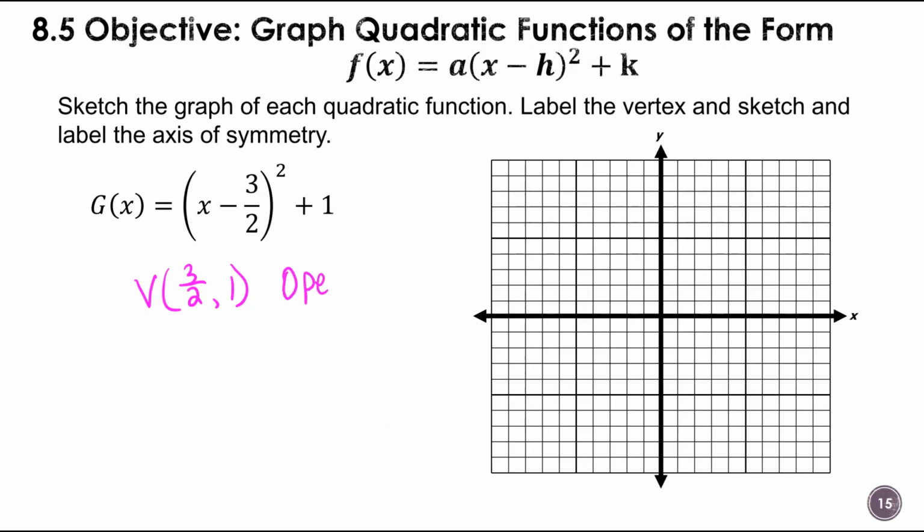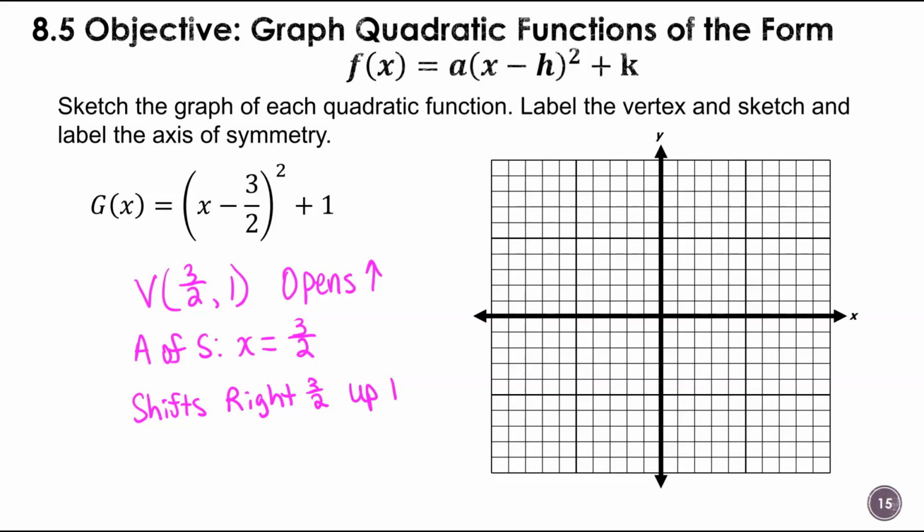This one opens up, and we have an axis of symmetry. I don't want to leave that out this time. At x equals 3/2. And then we have to figure out how to graph this thing. Now this does shift right 1.5, right 3/2, and up 1 from our standard graph.